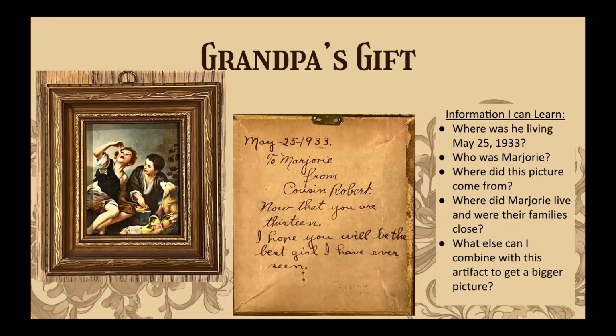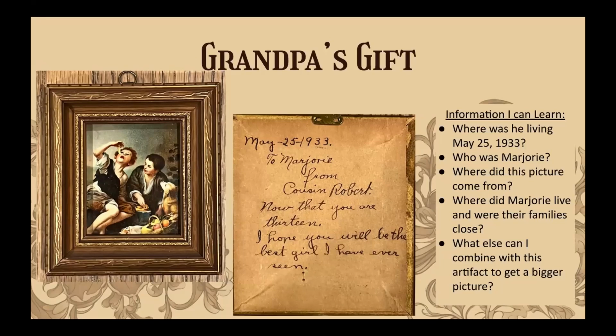What does it mean? I can see why my grandpa would have loved it because, first of all, it has a dog in it. And anything with animals, my grandpa, I'm sure, just saw that dog and had to have the picture. Were their families close? Who were all of their cousins? Did they get together? Where were they all from? So, what else could I combine with this artifact to get a bigger picture? I do have some pictures of later years of all these cousins together with information written on the back.